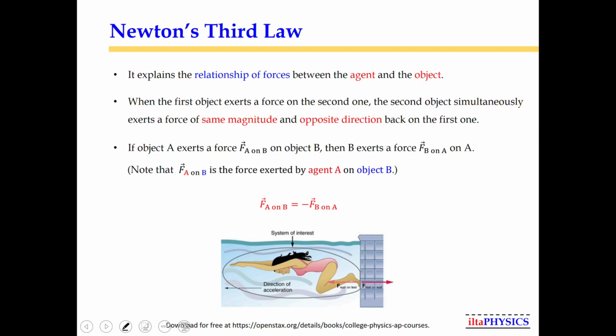Let's look at a picture to make sense of it. Imagine a swimmer pushing against the wall of a pool to start swimming forward. The swimmer's feet push backward on the wall, and at the same time, the wall pushes the swimmer forward with an equal force. It might sound strange that a wall can push a person forward, but that's exactly what happens.